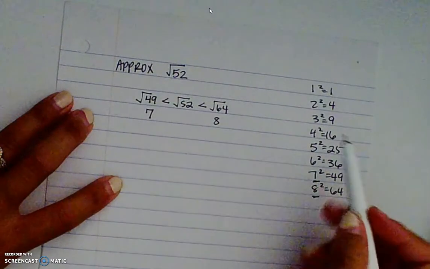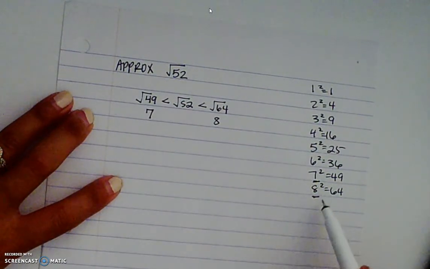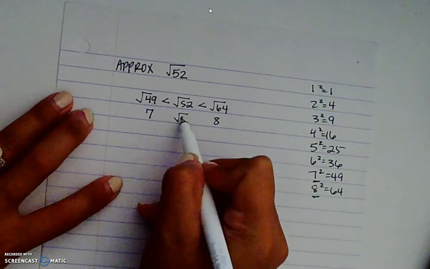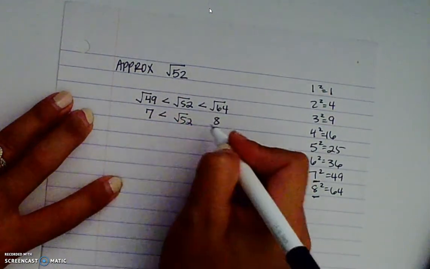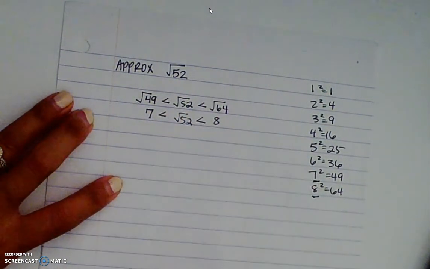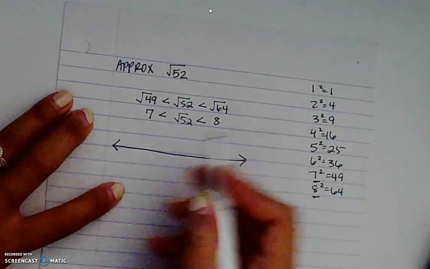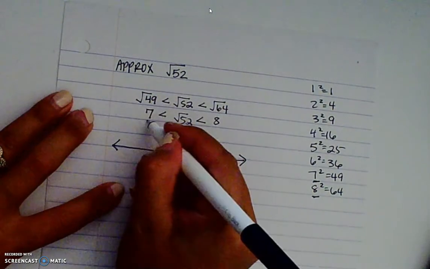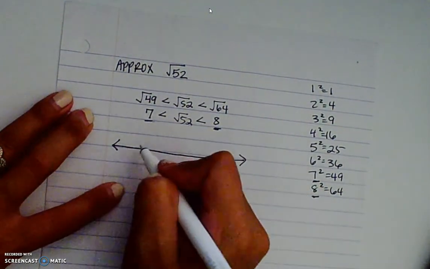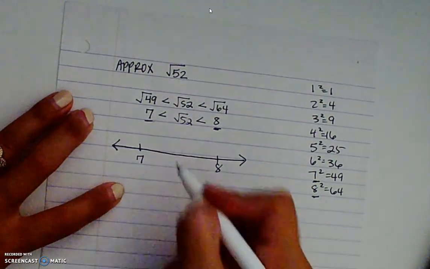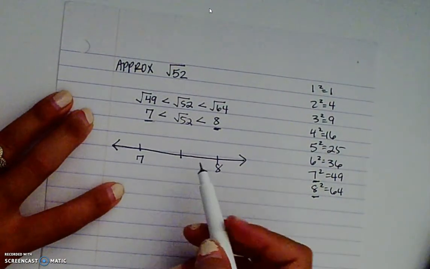Even if you write them out, it lends itself to helping you, because then you can just look back at this little section right here. So I know that the square root of 52 has to be greater than 7, but less than 8 on the number line. So again, it falls between these two integers, 7 and 8. If I were to look at this on the number line, I have 7 and 8. I know it's going to fall somewhere in the middle.